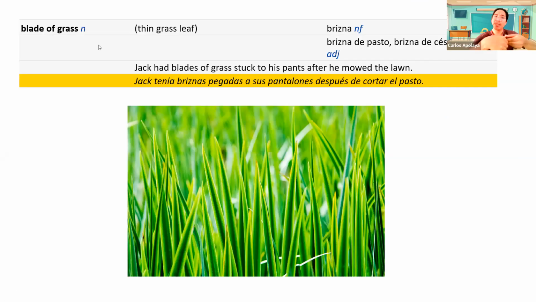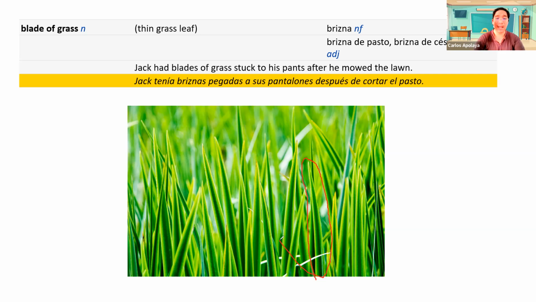The blade. This is the blade. When you have a knife, there is a blade. A blade, so yes. The grass, you have the blade of grass. This is a blade of grass. You see? This is a blade of grass. Okay, 1 second. What is a blade of grass?